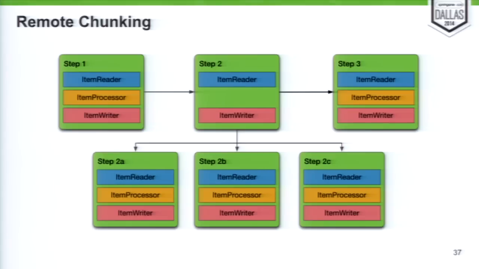So when we ship this stuff off in remote chunking, you can see step 2A, 2B, 2C. The reader probably shouldn't be in this graphic, but in our particular demo, we're chunking out the processing work, and we're also chunking out the writing work, right? So in step 2, we have an item reader that tells us which images we want to process. And then on the slave side, they're going to do the resizing, which is done inside the item processor, and then they're going to write to disk with the item writer.